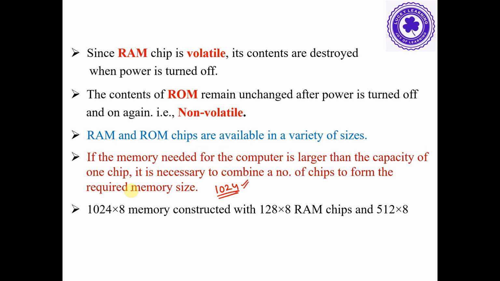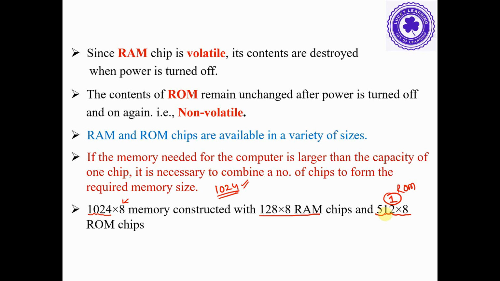1024 by 8, what does it mean? Totally 1024 words. Each word is of 8 bits. That is constructed with 128 by 8 RAM chips and 512 by 8 ROM chips. Let us say my main memory uses one 512 by 8 ROM chip, and now the question is how many RAM chips are needed.